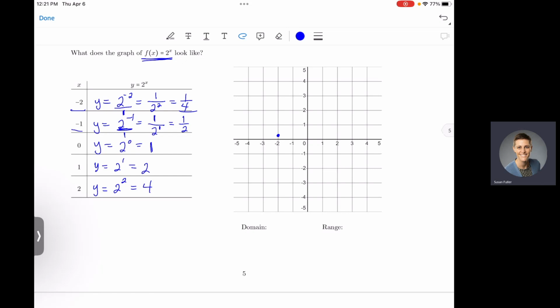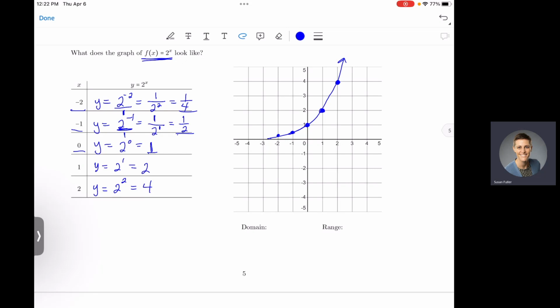Then the next ordered pair is x equals -1, y equals 1/2. Again, I'm just going to eyeball that one. X equals 0, y is 1. Ordered pair 0, 1. When x is 1, y is 2. And when x is 2, y is 4. So these are our points. We're going to connect these with a nice smooth line, and these are actually going to continue on forever.